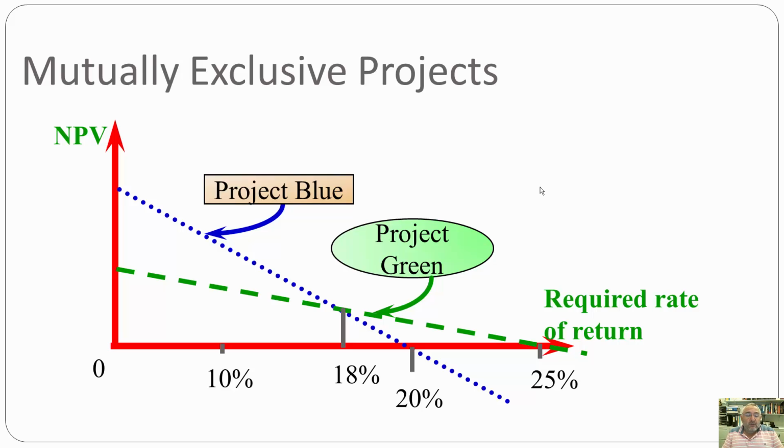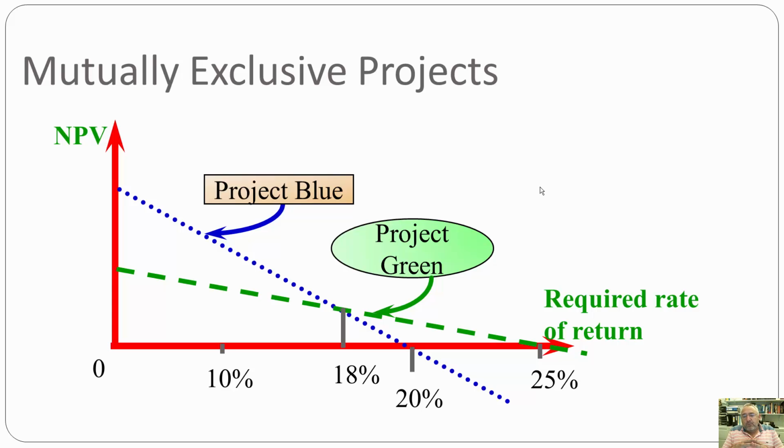So what are our internal rates of return? For the green project, it's 25%. For the blue project, it's 20%. They're the rates of return that give us a 0 net present value. So by internal rate of return, the green project's the better one. But now let's look at it differently. Let's look at it from a net present value perspective.